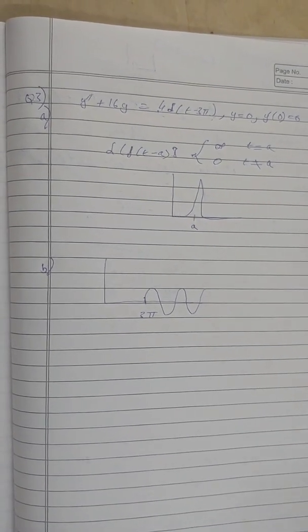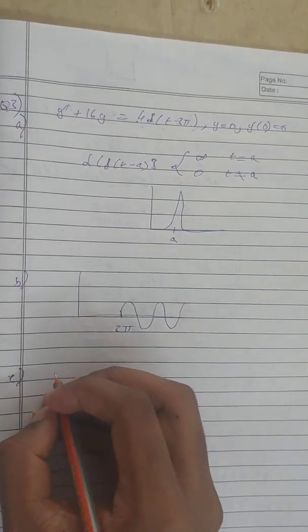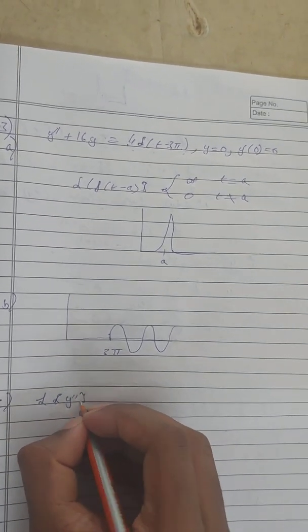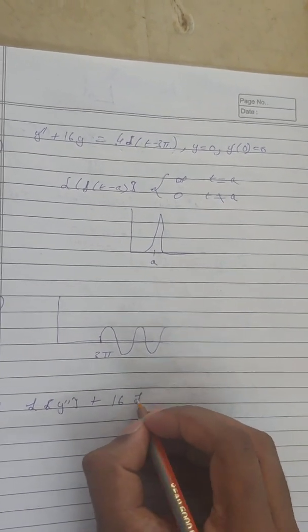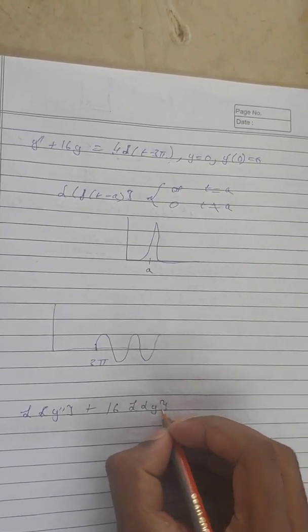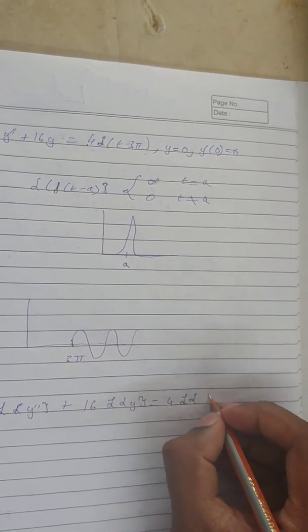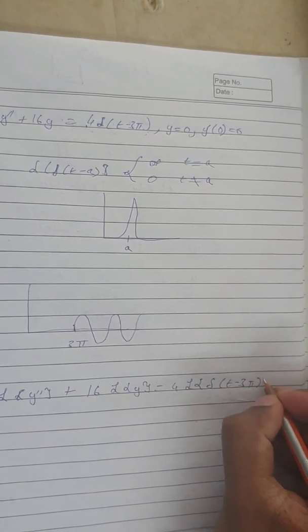So now the C part is to solve the differential equation. To solve it, we will use Laplace transformation on both sides. So we get Laplace transformation of y double dash plus 16, as 16 is common, take it out, Laplace of y, is equal to 4 into Laplace of direct delta t minus 3 pi.